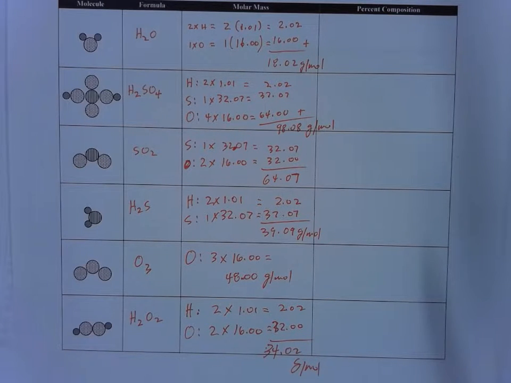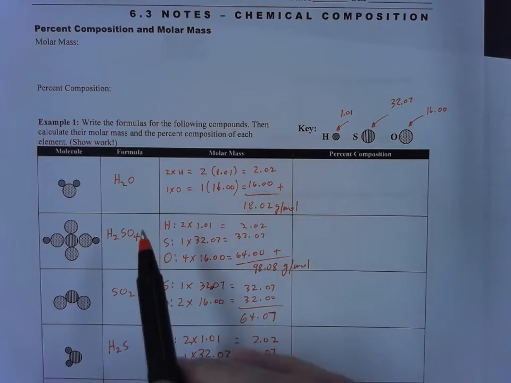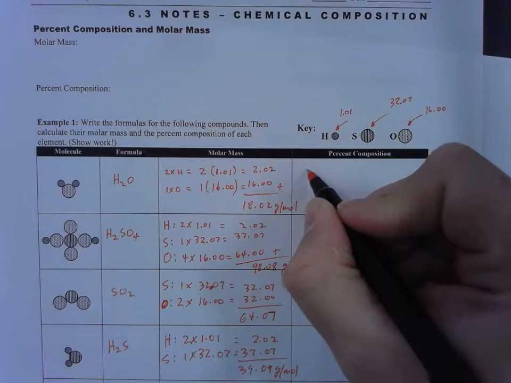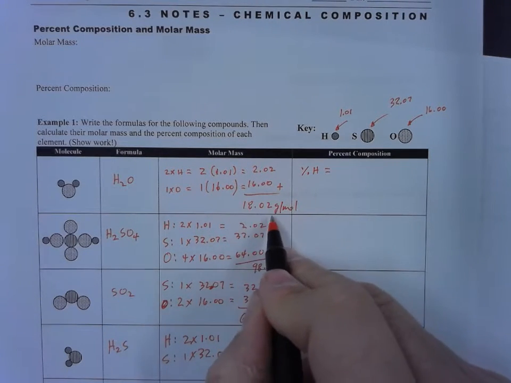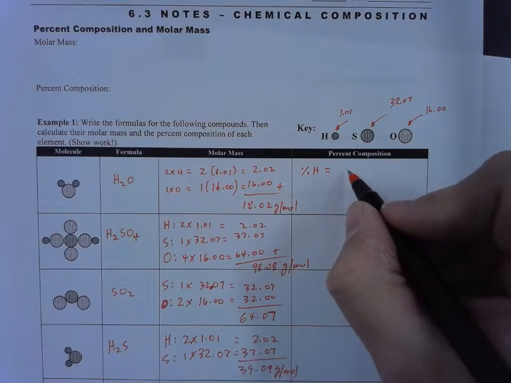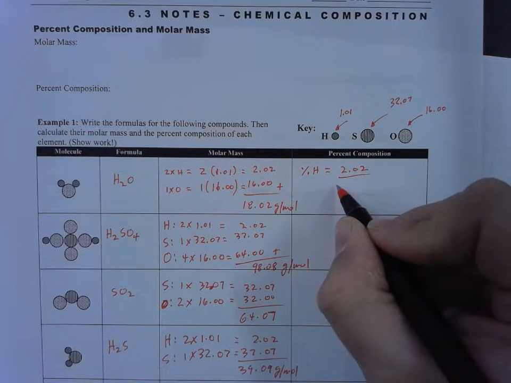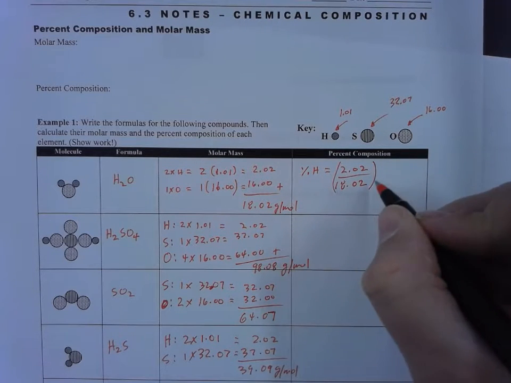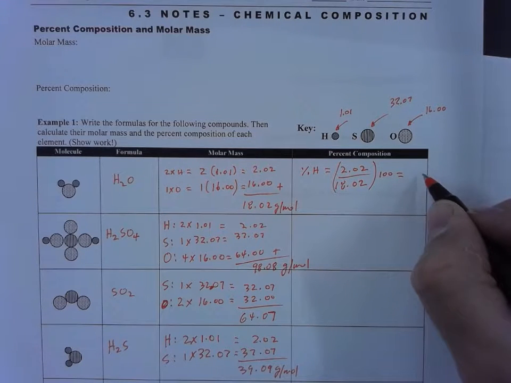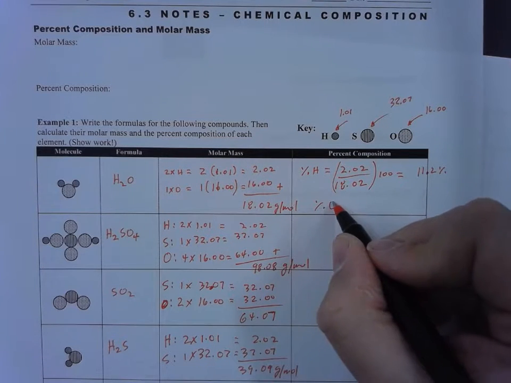Okay, I'll teach you how to do percent composition. Well, maybe I'll just do it right now. I'll try to get it all done in 10 minutes here. If you want to figure out the percent composition of hydrogen, for example, it's going to equal the weight of hydrogen divided by the molar mass. So it's going to look like this: 2.02 divided by the molar mass, which is 18.02. And that's times 100. That's going to equal 11.2% hydrogen.